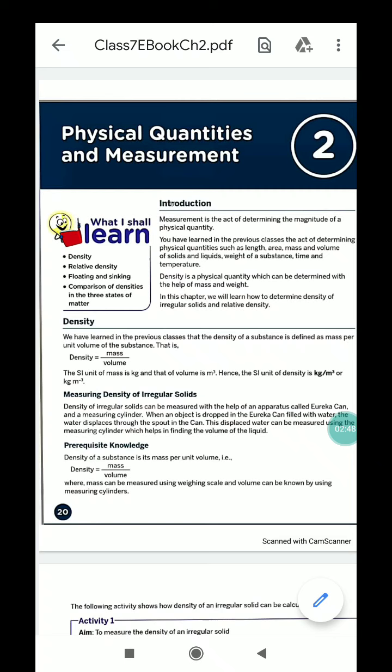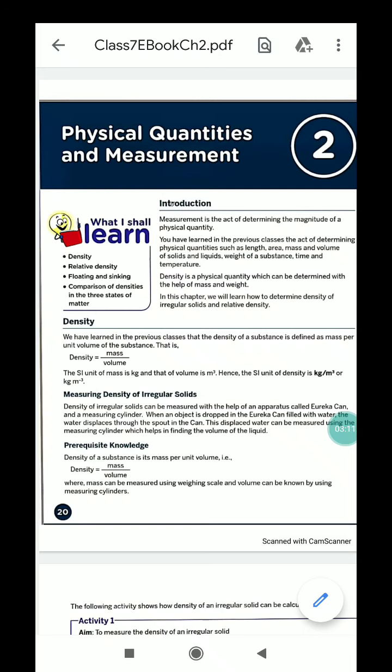Now, the SI unit of mass, as we know, is kg, and the volume is meter cube. Hence, the SI unit of density is mass, that means kg by meter cube, or we may write kg m to the power minus 3.